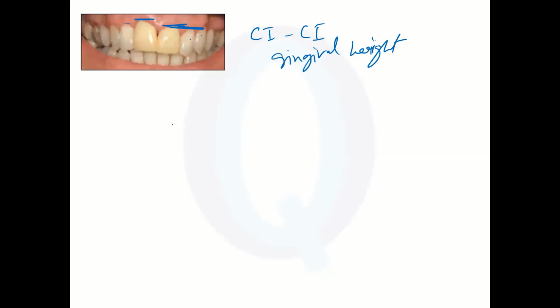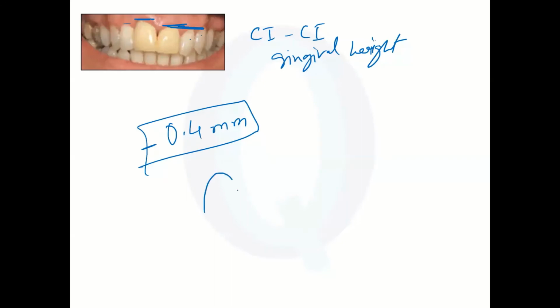How much difference can be there? There can be 0.4 mm difference, 0.4 mm lower. It should be minus 0.4 mm. Why is it called minus? Because lateral incisor gingival height should be lower than the central incisor gingival height by 0.4 mm.